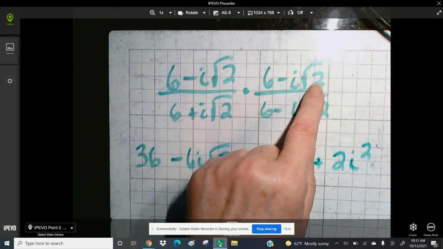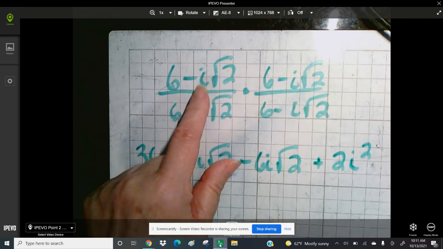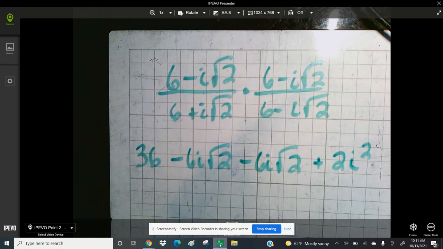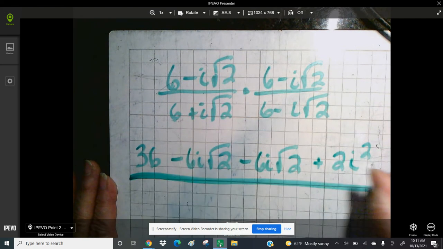The square root of 2 times the square root of 2 is just 2. And i times i is i squared. I'm not going to simplify that yet. Let's kind of continue on and then we'll simplify in a minute.